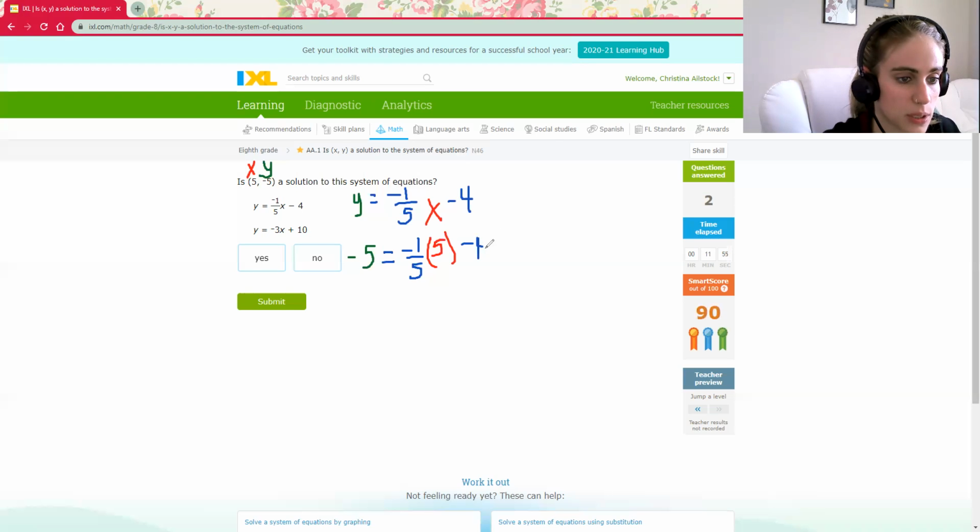That does not look like a 4, does it? There we go. All right, multiplication comes first. I'm actually going to come off to the side here to show the multiplication of my fraction. All right, we have negative 1/5 times 5.